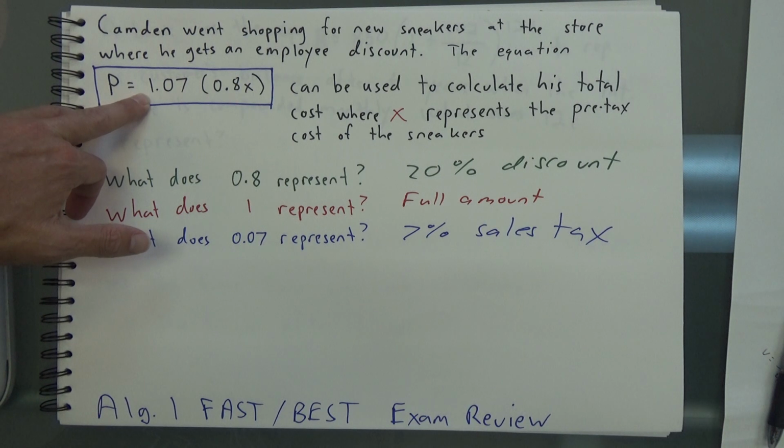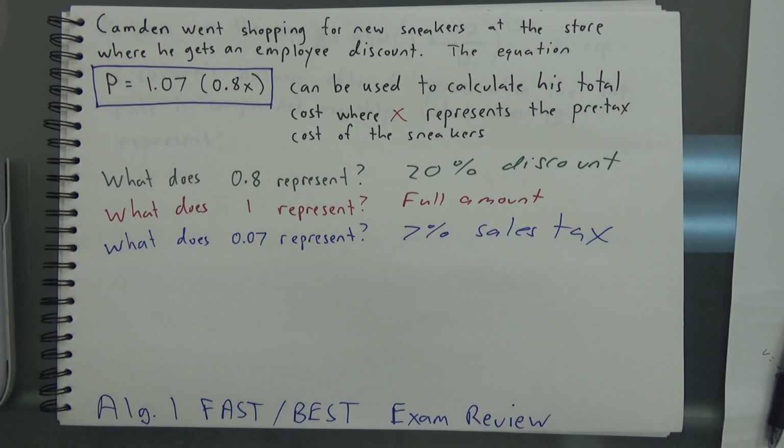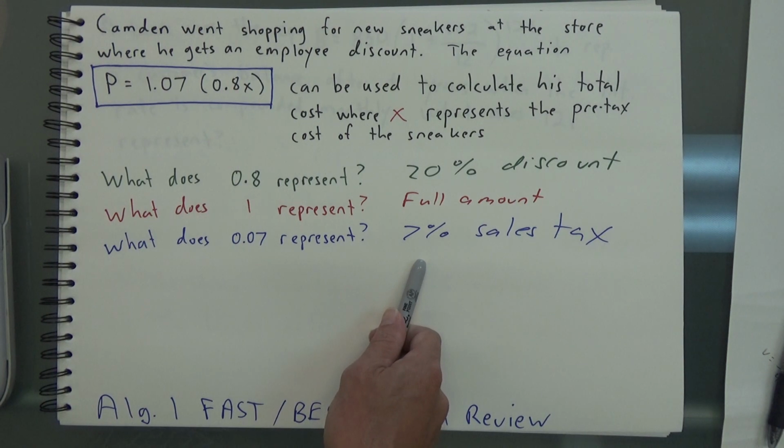So what it does is, let's say you're trying to calculate the cost of a meal after a 20% tip. Then you'd multiply it by 1.2, right? If you multiply it by 0.2, you'll get the amount of the tip. If you multiply it by 1.2, you'll get the amount of the meal plus the tip. So by itself, I'd say it represents the full amount without tax. And then 0.07 represents a 7% sales tax.